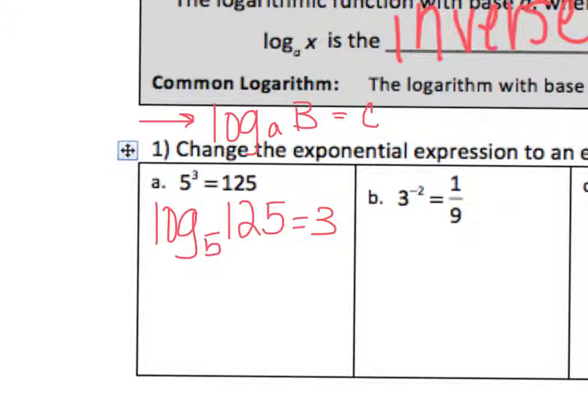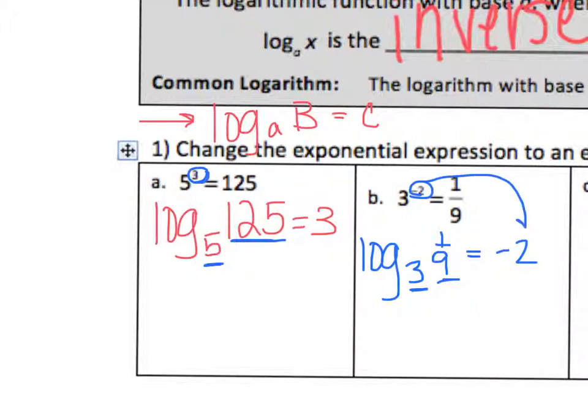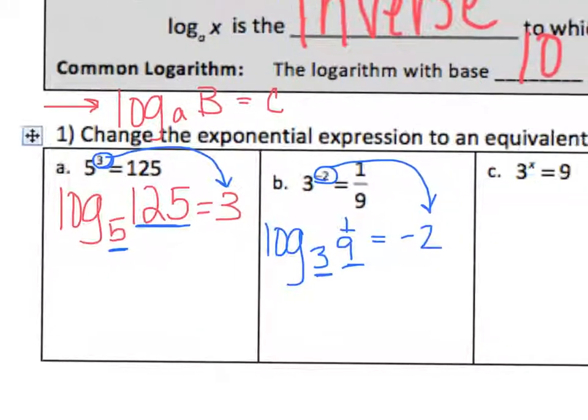So let's take a look at another example. You're going to do log base 3 of 1/9 equals -2. So you notice how these numbers, the 3 and the 5, are little numbers? Okay, they're almost like the opposite of exponents. They're like subscripts, so they're on the bottom of the log. The 125 and the 1/9 are large. And then the exponents in the exponential are always what they're equal to. Okay, so you just got to remember the pattern.